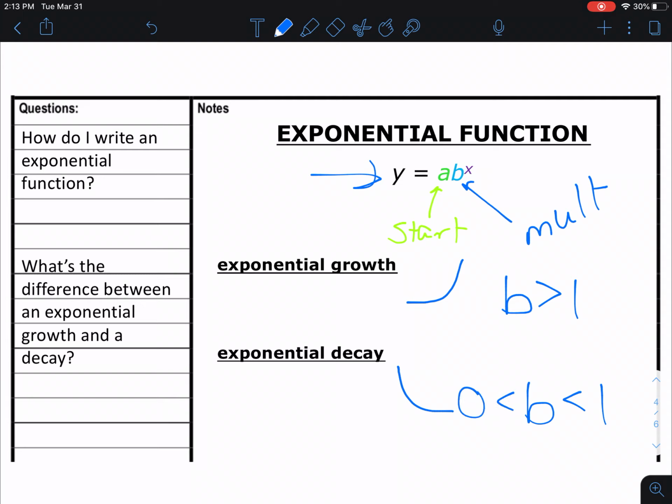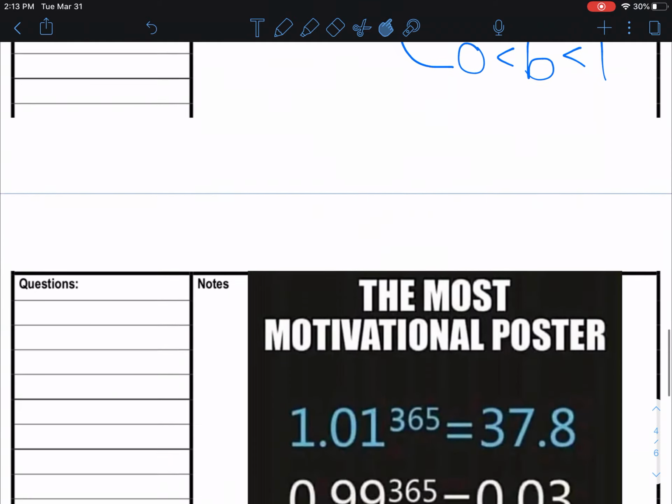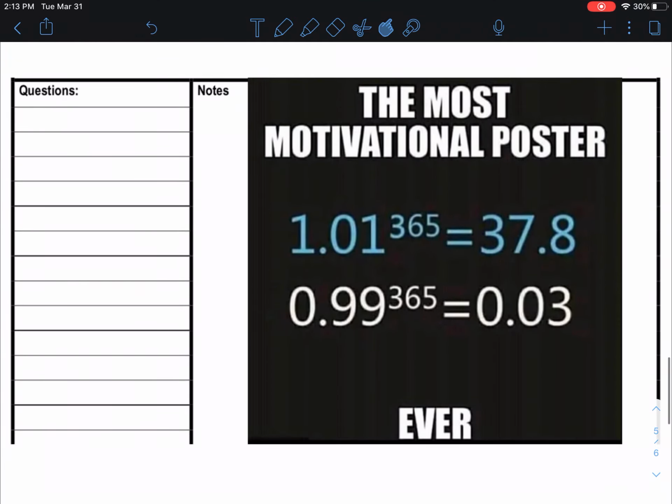Okay, so let's take a look at this next slide. Before we do that, I just put this in here because it emphasizes that even if your multiplier is just a little bit above 1, and you multiply that for 365 days, you would at the end of the year have 37.8. Even if it's just a little bit below 1, like 0.99, and you did that for a year, you would end up with 0.03. So the difference between our original b values is very, very small, but at the end, the difference is much, much greater. This emphasizes exponential functions and their growth or decay.